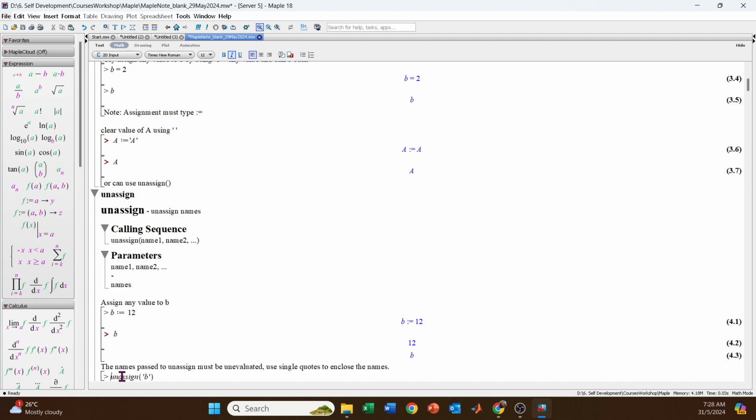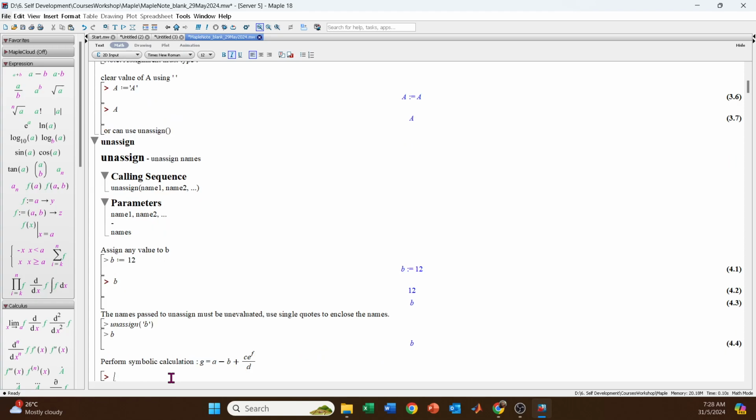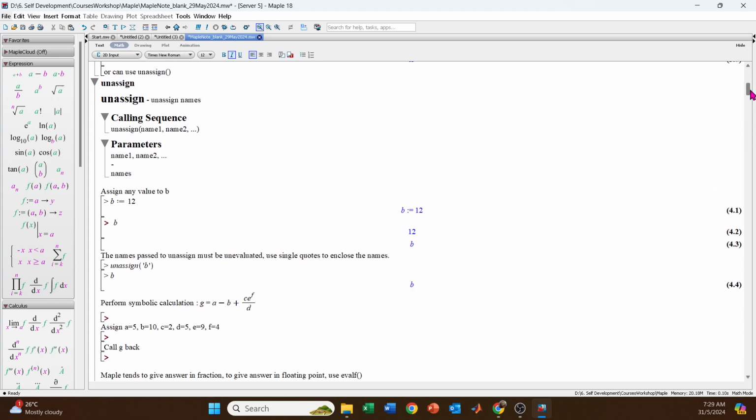For any function in Maple, you have an open, close bracket. Now, if you use unassign, open, close bracket, and then single quote b, something like this. So if you call back b, there's no value. So you have two ways to clear the value of a variable. Restart will clear out all the values for all the variables. So if, let's say, you want to clear the value of a, a colon equal single quote a, or you use the unassign command, unassign, and then open, close the bracket, single quote b. So you got two ways to clear the value of the variable in Maple.